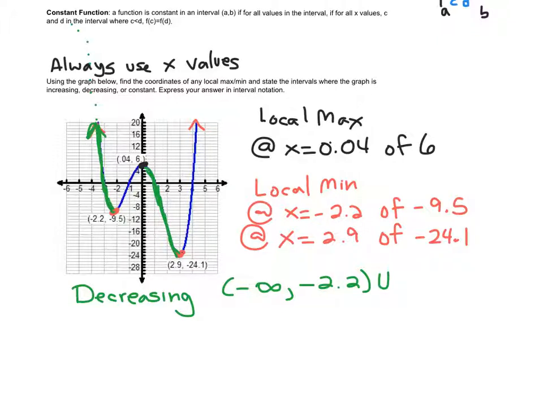Union, because we're going to have another area, so we have that first area where it's going down, and the second region it's going down is going to be from 0.04, that's where it starts, and then it stops at 2.9. So those are the two intervals where the function is decreasing. Now you notice I use parentheses on all these because you never really want to use brackets for increasing, decreasing, because those are kind of the change points.